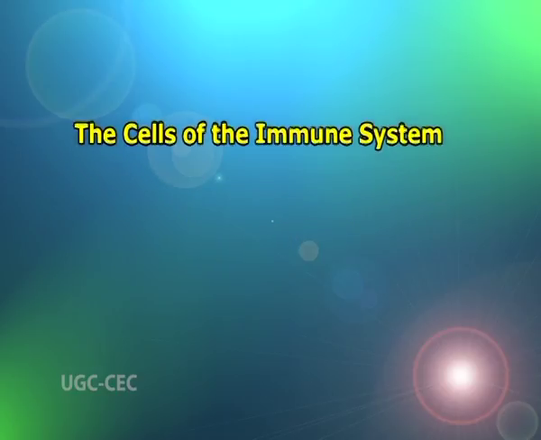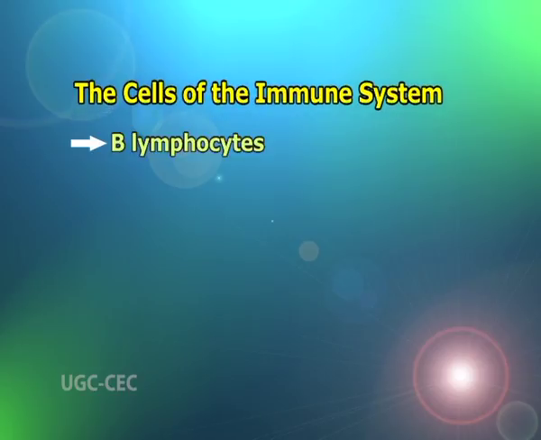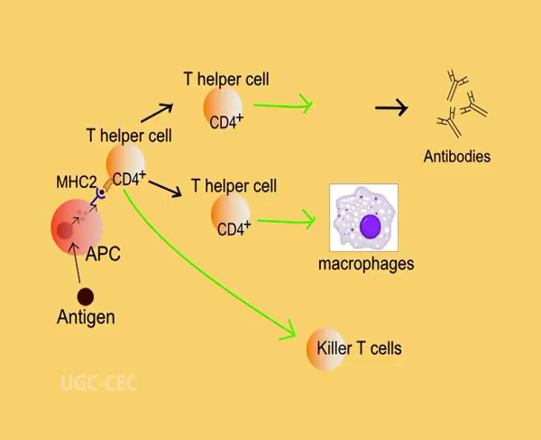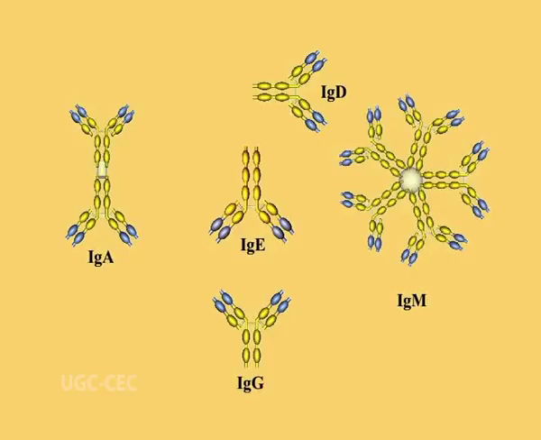The cells of the immune system. B lymphocytes. B cells marked by CD45 plus membrane molecules are the major cells involved in the creation of antibodies. Antibodies, also known as immunoglobulin, that is Ig, are large Y-shaped proteins used by the immune system to identify and neutralize foreign objects. In mammals, there are 5 types of immunoglobulin: IgA, IgD, IgE, IgG and IgM, differing in biological properties, and each has evolved to handle different kinds of antigens.